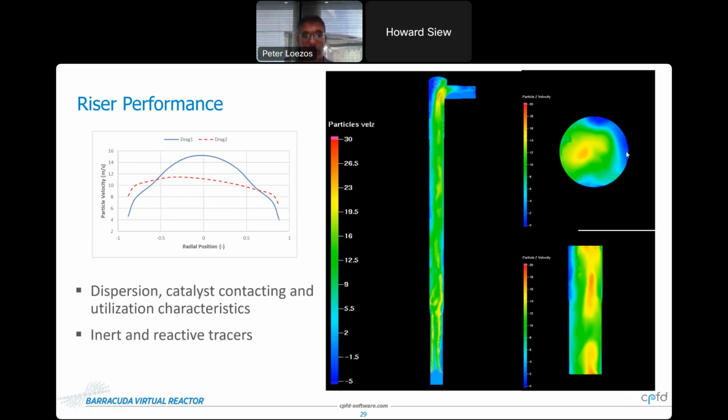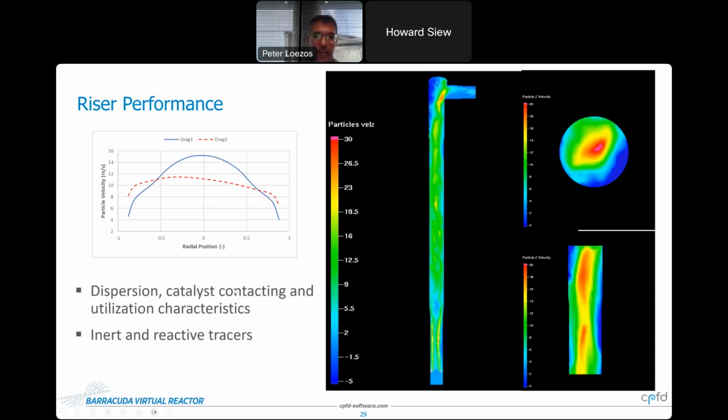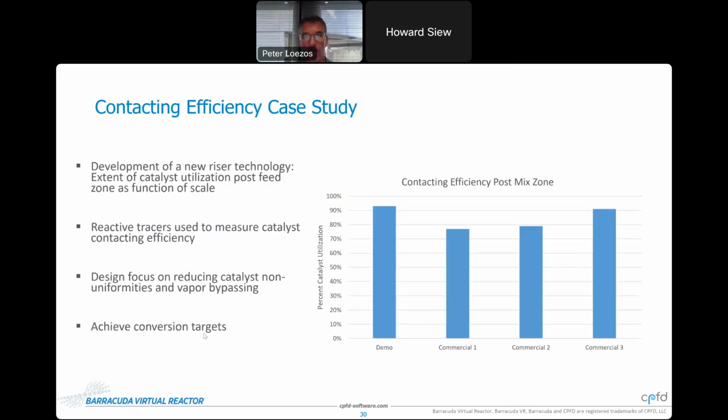So in addition to being able to predict catalyst holdup and hydrodynamic features like the core-annular structure, we look at the dispersion, catalyst contacting, and utilization properties in the riser. And we do this by using embedded features in Barracuda Virtual Reactor, which are inert and reactive tracers. You can think of these as chemical probes that don't really impact the hydrodynamics, but allow us to quantitatively measure the extent of catalyst and vapor contacting. And let me give you an example of this with this final case study.